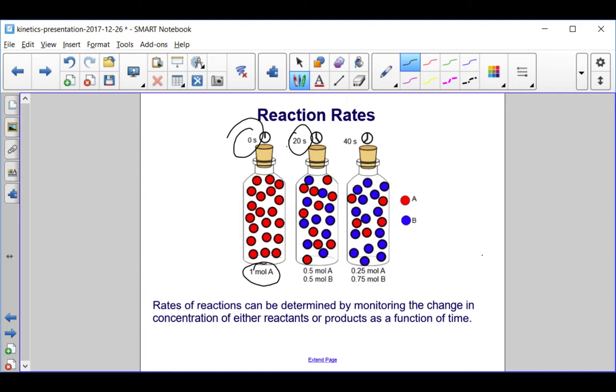A is now B. We have half a mole of each. And then at 40 seconds, we have more of B and less of A. So we can say maybe that substance A is our reactant, and as the reaction proceeds forward, we see more formation of product, okay? And the rate of the reaction is determined by just monitoring how quickly the product is formed or how quickly the reactant is used up.